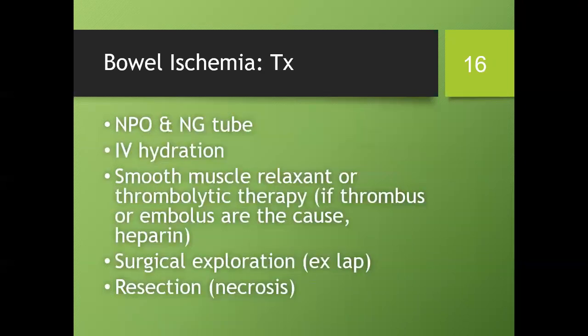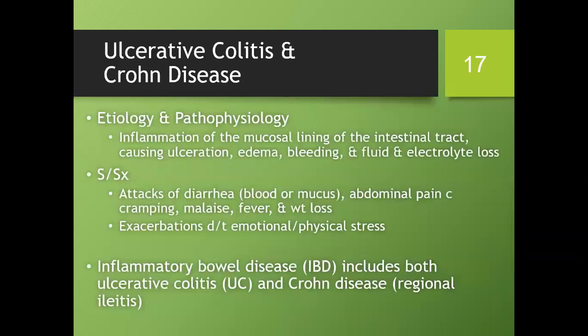Treatment: NPO, drop an NG. Why do we drop an NG? We drop an NG to decompress, and also to help us with suctioning secretions, etc. Smooth muscle relaxant therapies, thrombolytic therapies. If there's a thrombus, what do we give? Heparin. We're going to hydrate these folks. We could do an XLAP to see what's going on. That's where we explore the abdomen during a laparoscopic surgery, or we can do a resection if there's necrosis and part of the bowel has truly begun to die and cause issues.